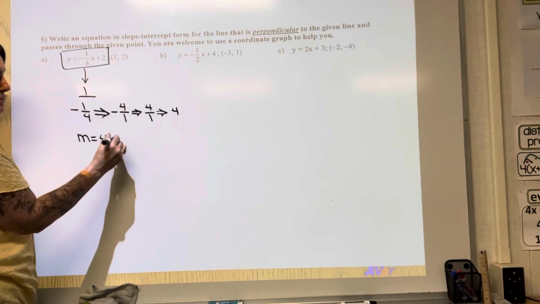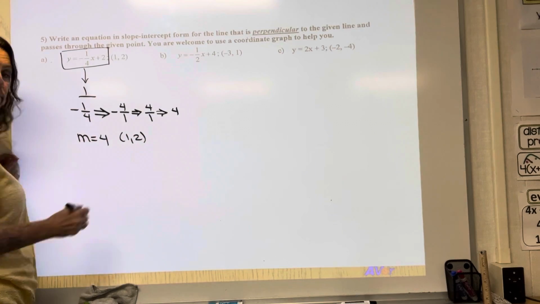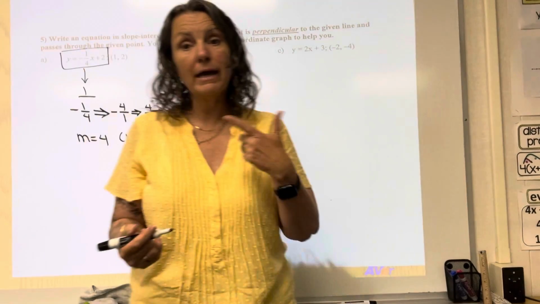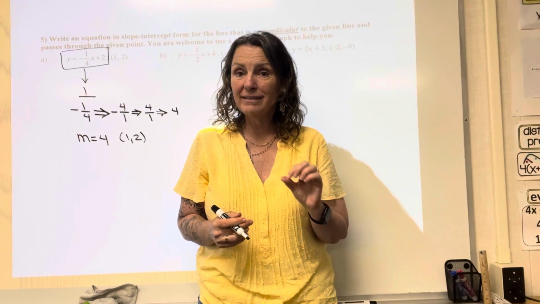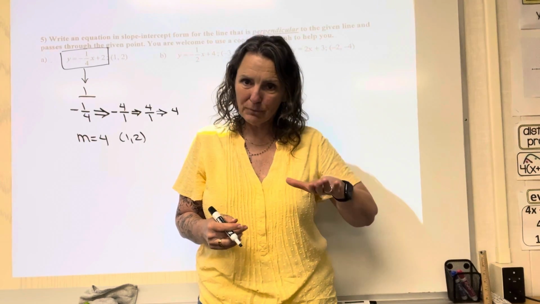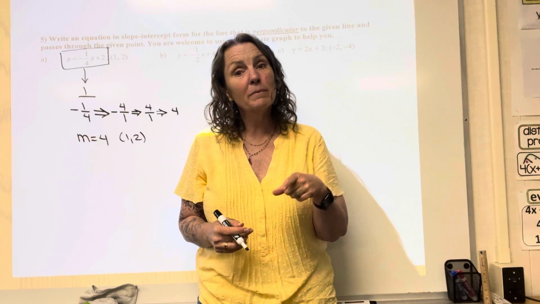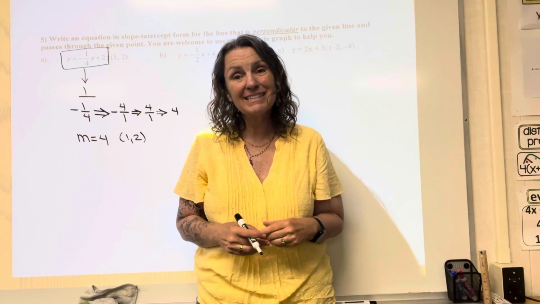And they gave me this beautiful point to work with. So again, I have a slope and a point. We're going to use the point slope formula. So y minus y1 equals m parenthesis x minus x1. So make sure you write that down and plug those numbers in and see how you do. Go.